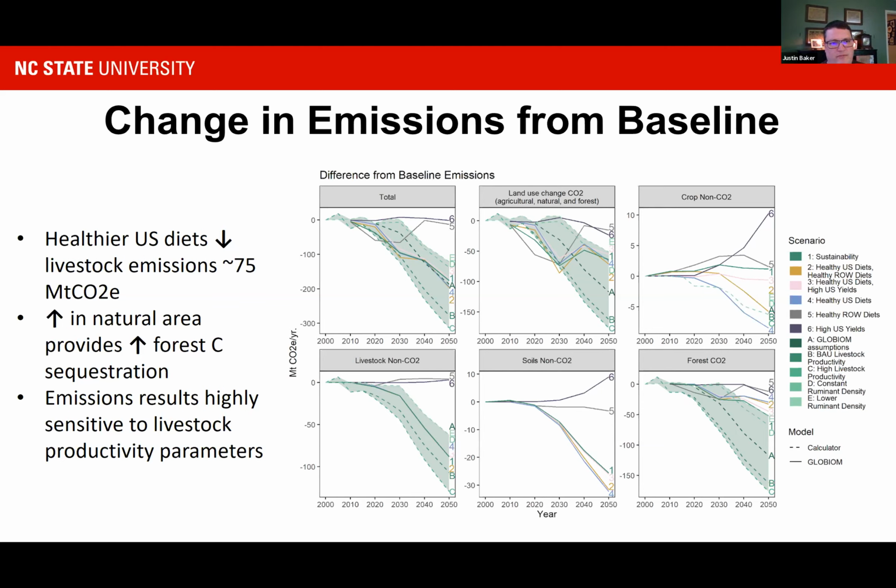But ultimately, what we find that was at least a little bit surprising to me is that these emissions results are extremely sensitive to these livestock productivity parameters, right? So the net change, this indirect change in land use change CO2 emissions resulting from our healthier diet scenarios, are really complemented, or potentially very complemented, by policies or investments that would improve livestock productivity or improve livestock sector intensity.